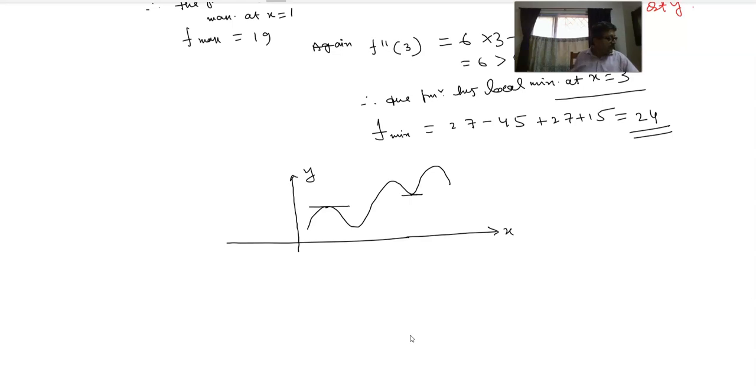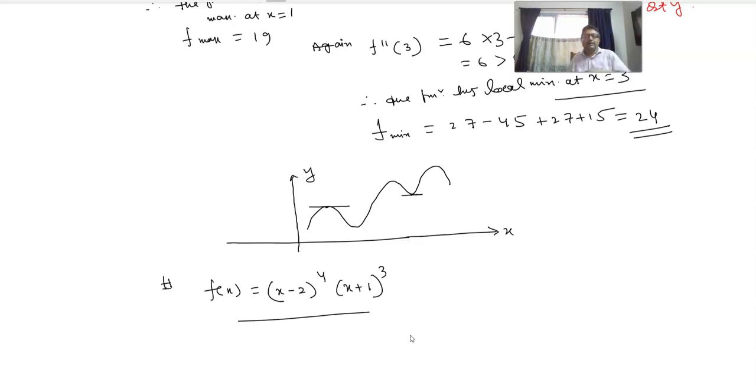Just write another one by second order derivative test. Find the local maximum or minimum value of the function. This will be from the miscellaneous exercise of the NCERT book. Find the local maximum or minimum value of the function f(x) is equal to (x minus 2) to the power 4 into (x plus 1) whole cube. Let us find the local maximum or minimum value for this function.